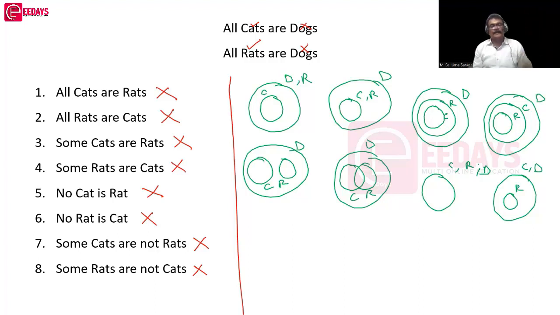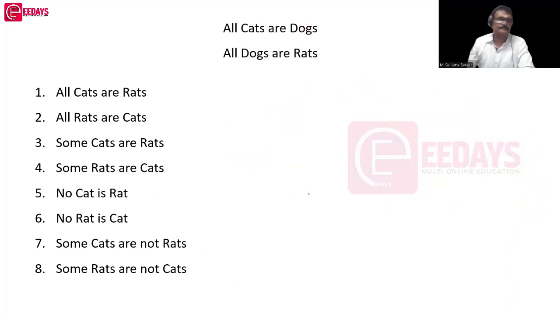That means the middle term must be distributed at least once in the statements or premises, whatever it is. If the middle term is not distributed in both of the statements, that is not a valid conclusion. There is no valid conclusion. Remember that, that's enough. Okay, no need to draw this entire Venn diagram, right? Now go to the next one.